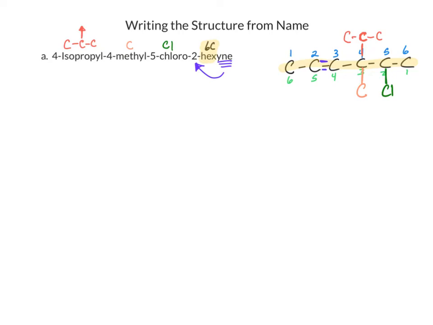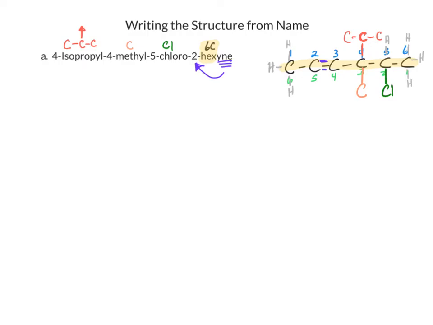So the first carbon should get 3 hydrogens. The second carbon doesn't need any because it's a triple bond and 1 going the other direction. The third carbon also doesn't get any hydrogens. The fourth carbon has 2 groups on it already, so it has 4 bonds already. The fifth carbon has a chloro on one side and 2 carbons, and so it only has space for 1 hydrogen. And finally, the 6th carbon will have space for 3 hydrogens.